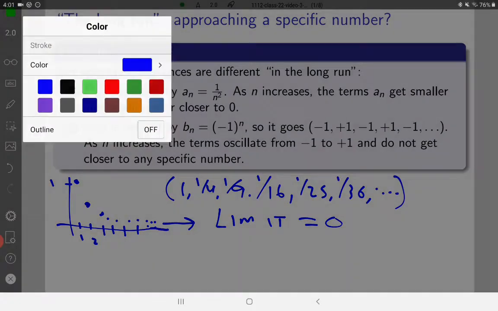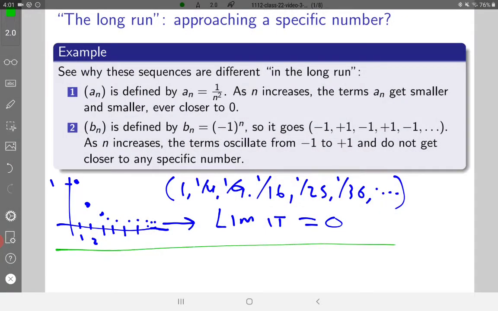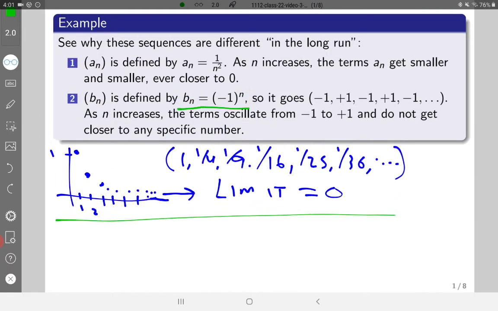However, let's compare to another sequence that I'm going to call Bn. This is different from the Bn I was using in the previous video, but this sequence is defined as -1 to the n. So when I have an odd input like 1 or the third term or the fifth term, -1 to an odd power outputs -1. Whereas if I plug in an even n, the second power, the fourth power, the sixth power, all of those are going to output a +1. So this sequence just oscillates back and forth, -1, +1, -1, +1.